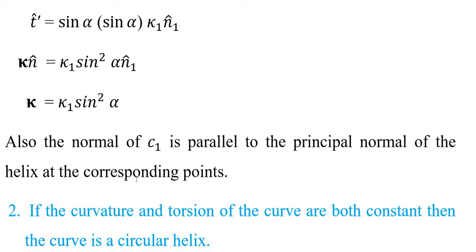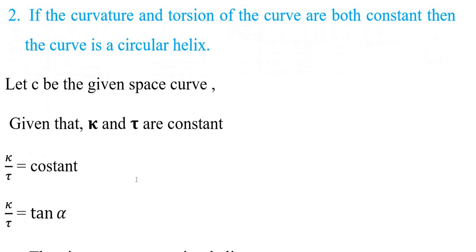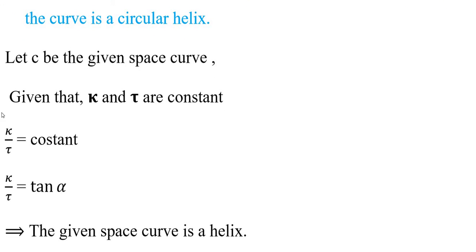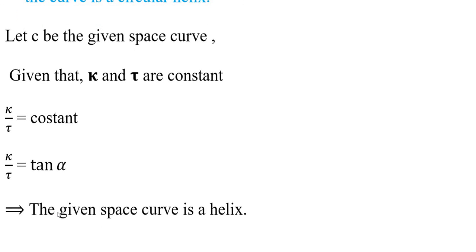The next problem is: if the curvature and torsion of a curve are both constant, then the curve is a circular helix. So let us take C to be a given space curve, and given that kappa and tau are constant. Already we know that kappa by tau is a constant, so the curve is a helix. Therefore it lies on a circular helix.